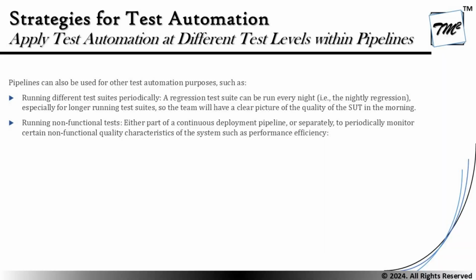And of course, the third segment is basically talking about the pipelines that can also be used for other test automation purposes. So yes, the pipelines are not limited to component integration, system integration, etc. They can also be used for other test automation purposes. For example, running different test suites periodically. A regression test suite can be run every night. Basically, it takes very long, so especially for the longer running test suites, the team will have a clear picture of the quality of the SUT in the morning.